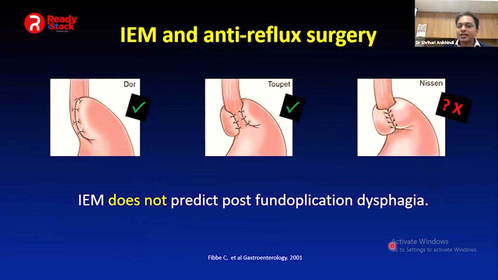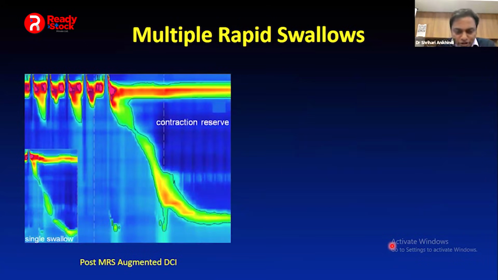A partial fundoplication is okay. But now studies have very clearly told us that only ineffective esophageal motility does not predict post-fundoplication dysphagia. What you should do is a simple maneuver called multiple rapid swallows. Instead of the 5 ml swallow that you give to the patient, you would give 2 ml, 2 ml, 2 ml rapidly. So that is multiple rapid swallows like this.